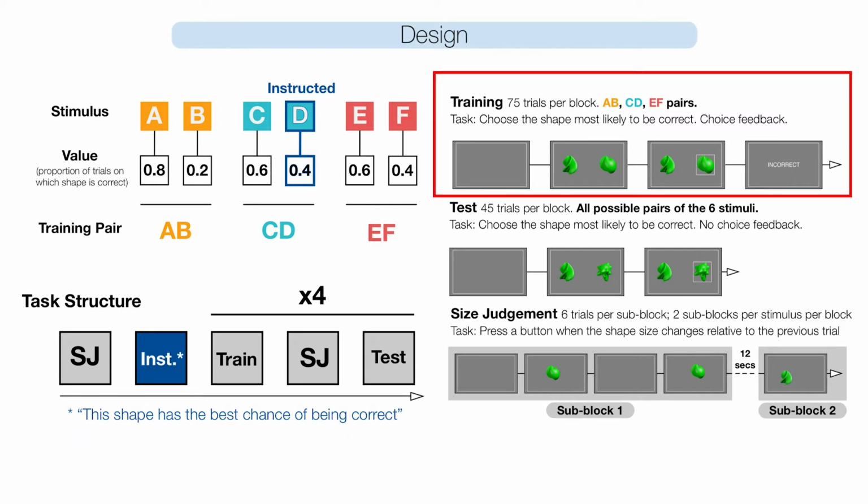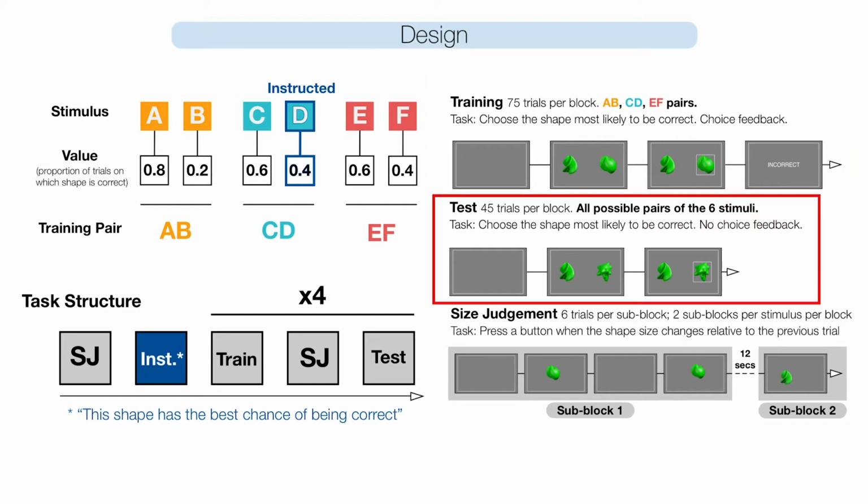In training blocks, the stimulus pairs are presented, and subjects must choose the item they think is most likely to be correct, and they receive feedback for their choice such that the stimulus values can be learned. Test blocks are very similar, however, subjects are presented every possible pair of the 6 stimuli, for example A with F, and they receive no feedback for their choice, preventing them from learning further.